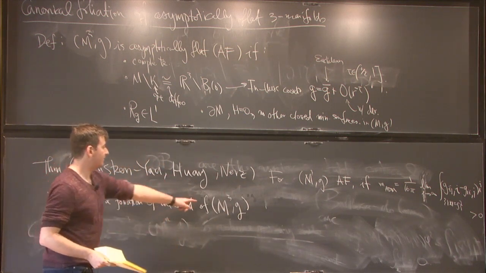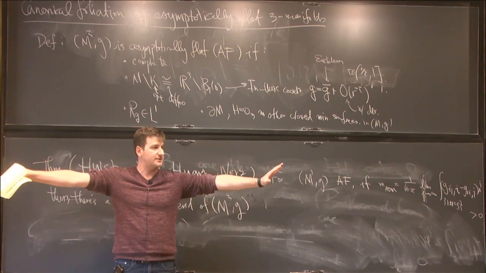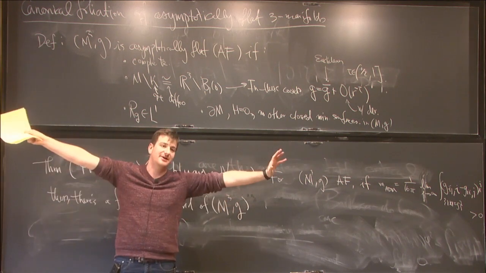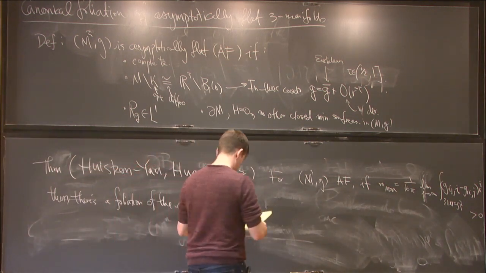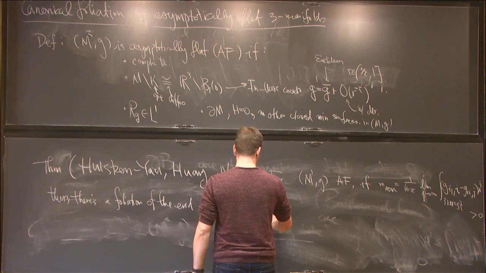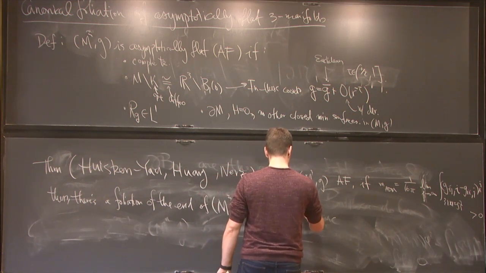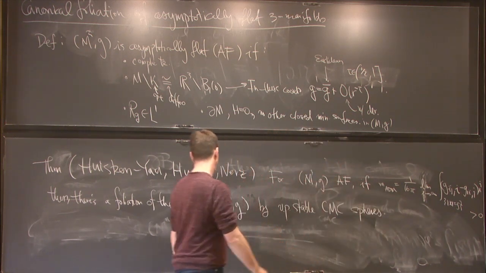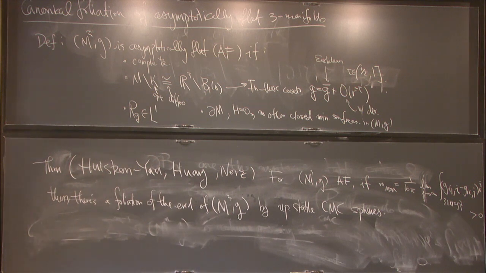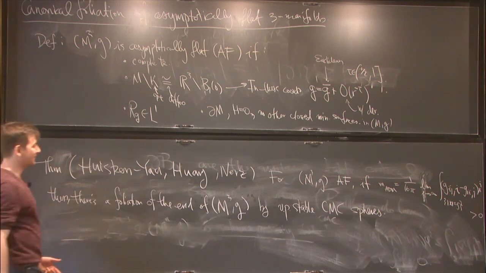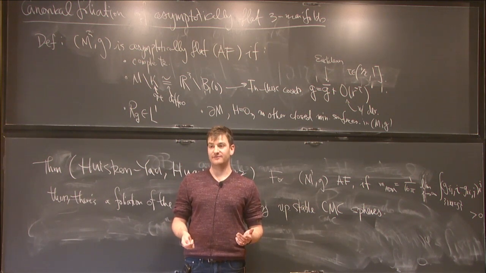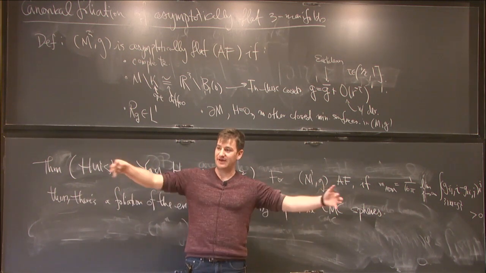So M3, because it's asymptotically flat, looks like Euclidean space at infinity. And so we're going to describe a foliation of part of that infinity. It goes all the way out, but it doesn't necessarily come all the way back in. So you can foliate the infinity by volume-preserving stable CMC spheres. Of course, in Euclidean space you also can foliate the infinity by volume-preserving spheres: just take round spheres that move out.